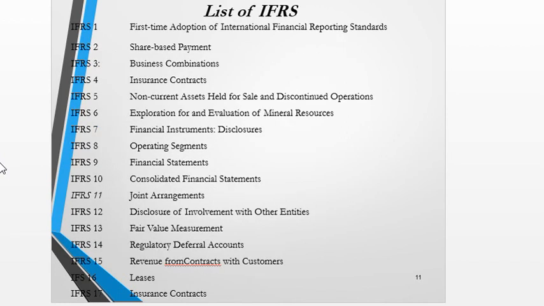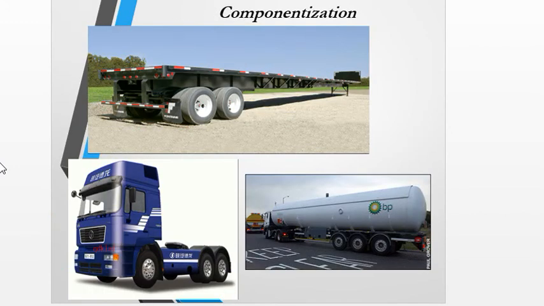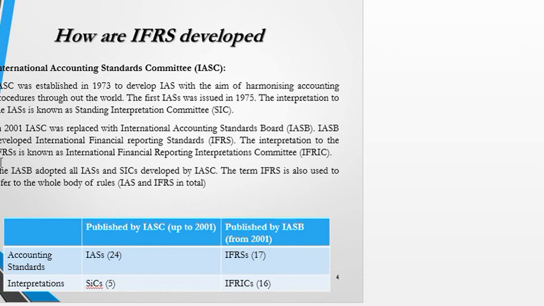Now, what is the list of IFRS standards? I forgot to mention that we have a lot of IFRS standards: IAS, IFRS, SIC, IFRIC. Now, these are the active ones. As of today, we have 24 IAS. We have 5 SIC. We have 17 IFRS. We have 16 IFRIC. These are the ones active as at today.